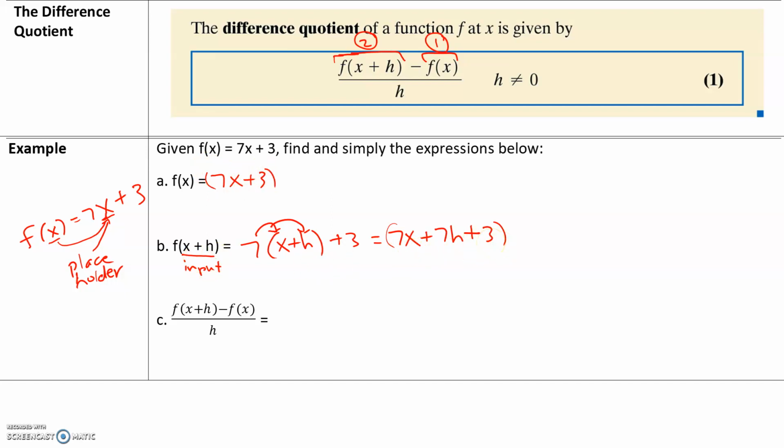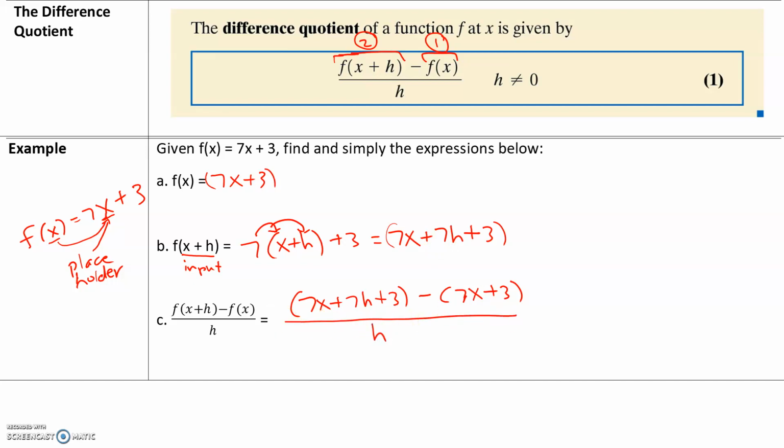Now let's put all of it together. From part B, we know that f of x plus h equals 7x plus 7h plus 3. So in parentheses, I'm going to put 7x plus 7h plus 3 minus f of x. From part A, we know that f of x is equal to 7x plus 3. The one thing that's super important is anytime you replace f of x plus h or anything with an equivalent expression, you have to always use parentheses. And we are going to divide all this by h.